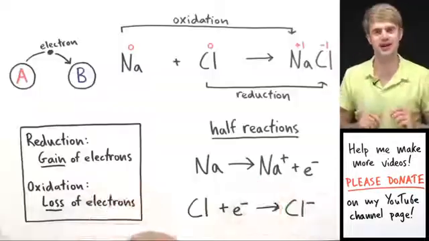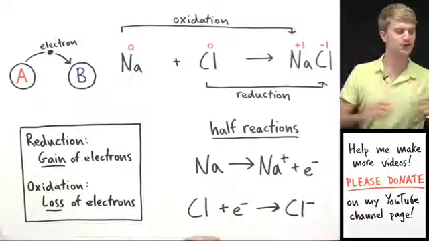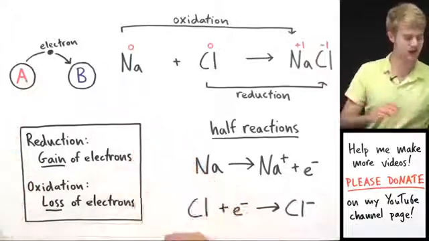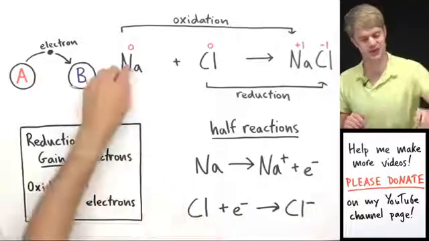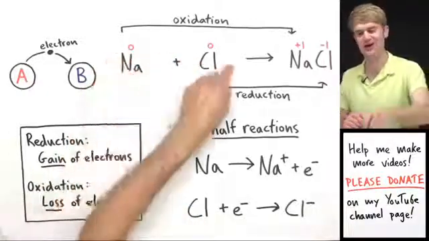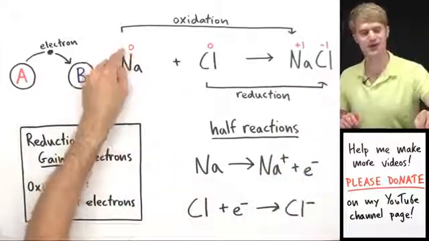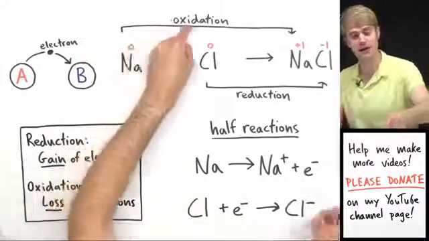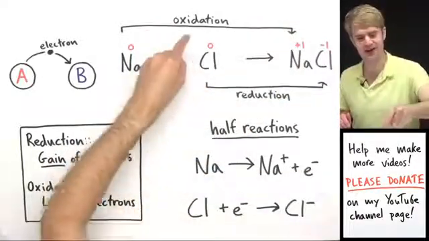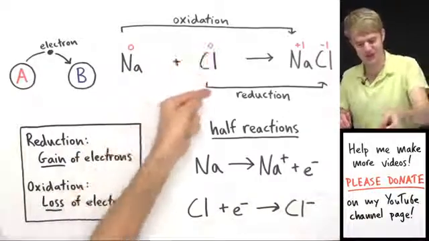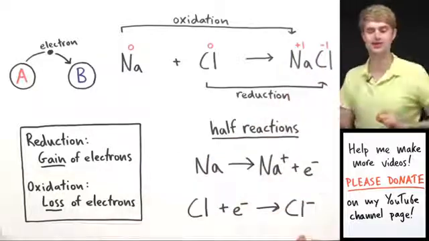So that's an introduction to oxidation-reduction or redox reactions. We learned that reduction is a gain of electrons and oxidation is a loss of electrons. We looked at a chemical reaction where sodium and chlorine come together to make sodium chloride. Sodium starts off as neutral, it gets oxidized by losing an electron and becomes sodium 1+. Chlorine starts off as neutral, it gets reduced by gaining an electron and becomes chloride 1-.